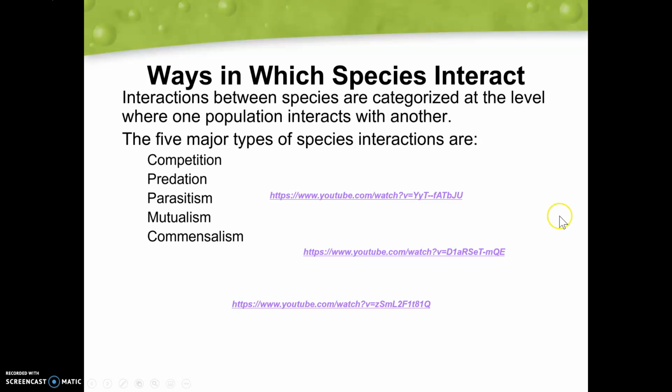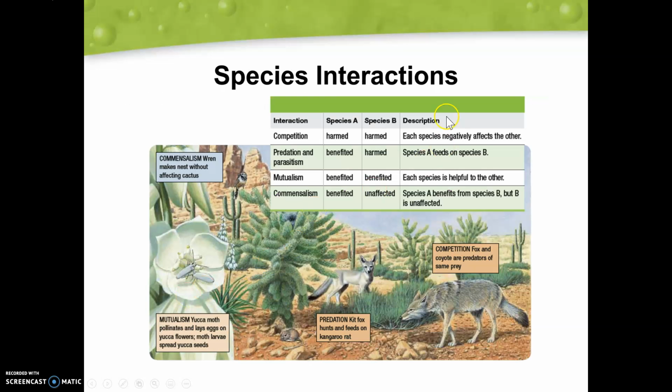So again, I do want to encourage you to watch these videos. They give great examples of all of the 5 different types of interactions. So please take a look at those. But for now, we have this really nifty chart. And what I would like you to do is copy down this chart right here. We're going to go through each one again. So for competition, that's our interaction type. We're going to talk about species A versus species B, and then a description of what's happening there. So again, please write down this chart in your notes.